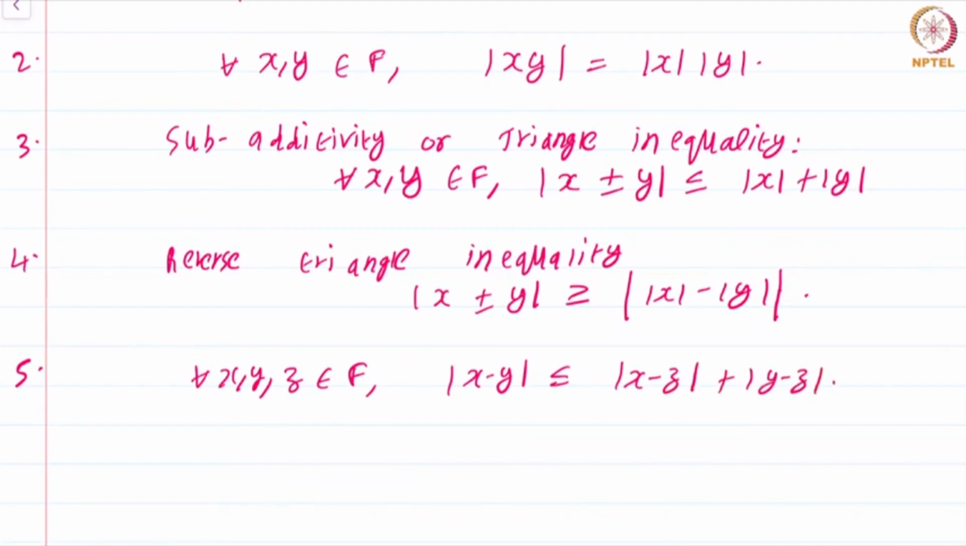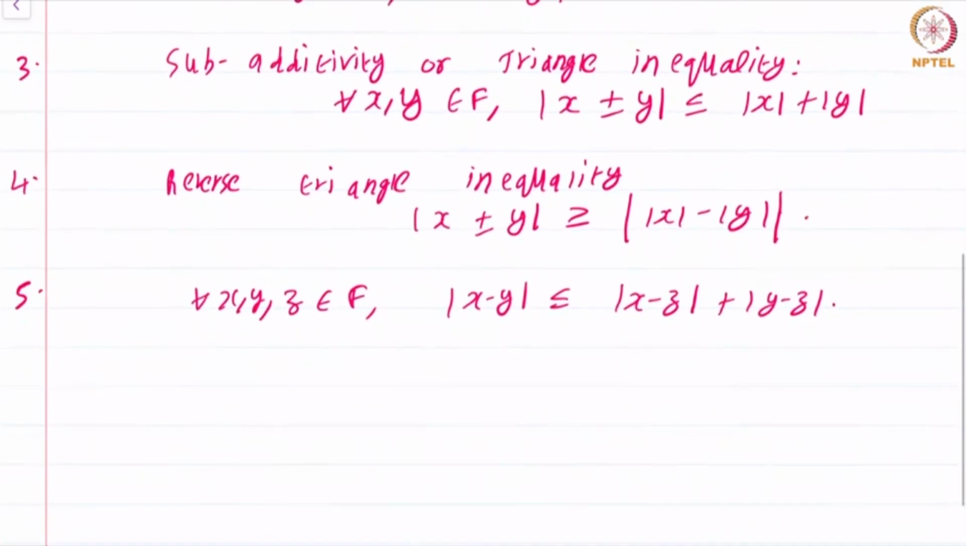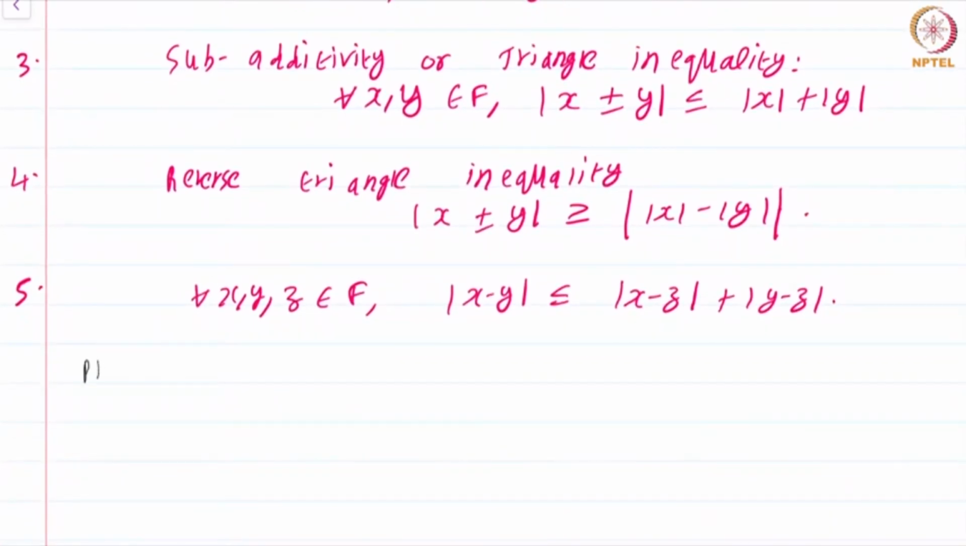Okay. So it's a simple list of properties. Almost all the properties can be given very simple proofs. Let's see the proof of this. First is the obvious thing that mod x is always greater than or equal to 0. This is obvious, but nevertheless, let me write down a proof. If x is greater than or equal to 0, then mod x is equal to x, which is greater than or equal to 0. Okay.